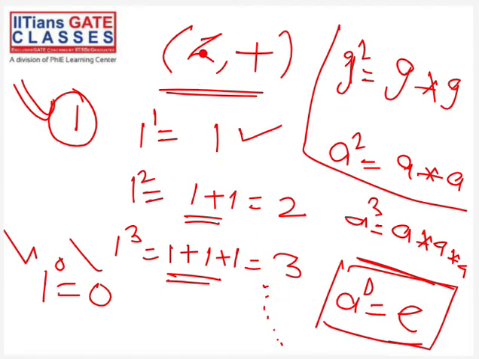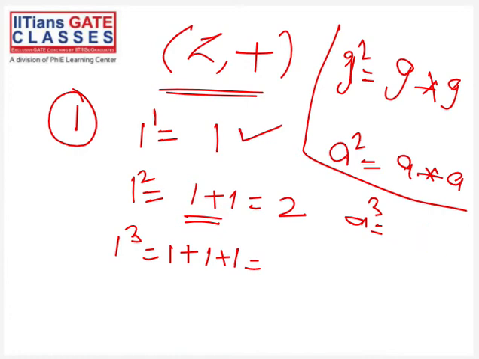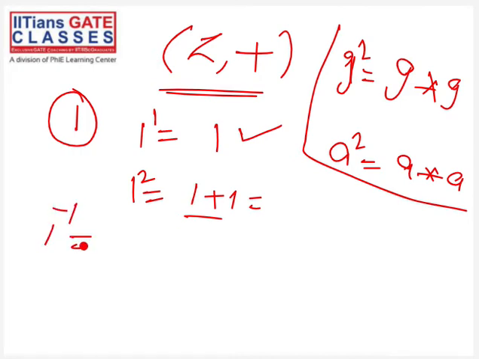How can you generate negative integers? Because we need to generate all the elements. Let's check how we can generate negative integers. If I want to generate minus 1, what will be 1 power minus 1? 1 power minus 1 is nothing but 1 inverse. What is 1 inverse? You already know this, because the inverse of 1 is nothing but minus 1. So 1 power minus 1 is minus 1.